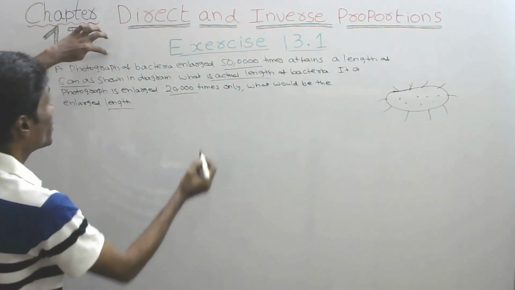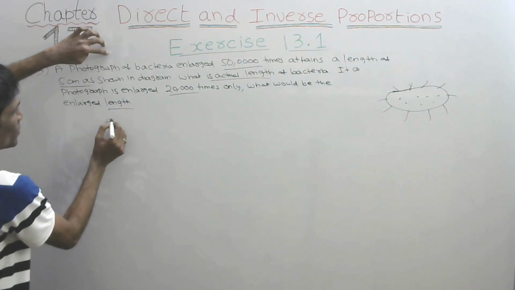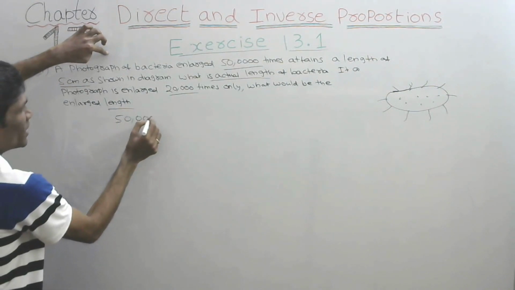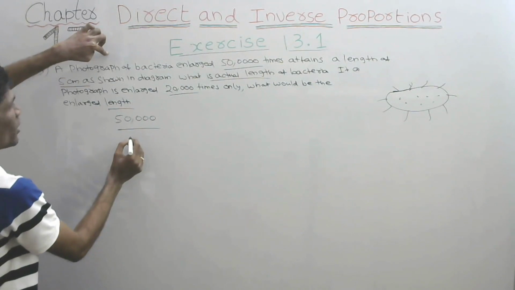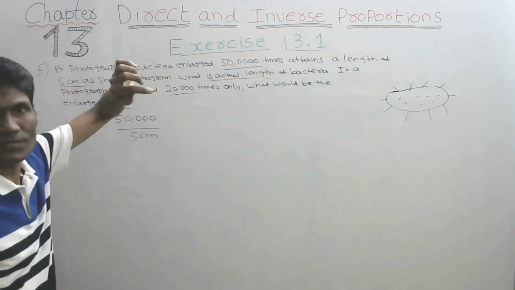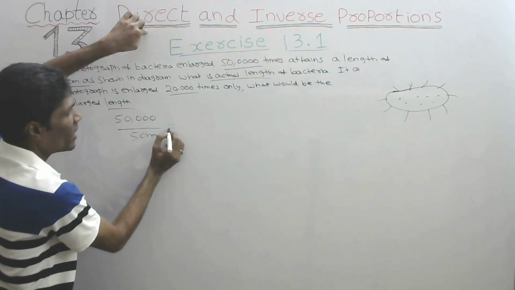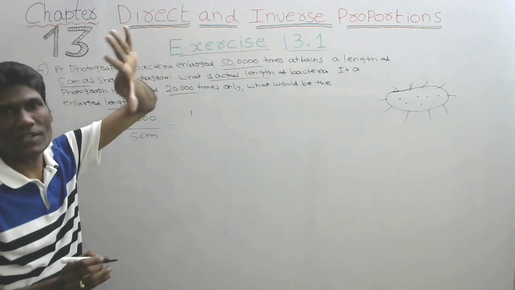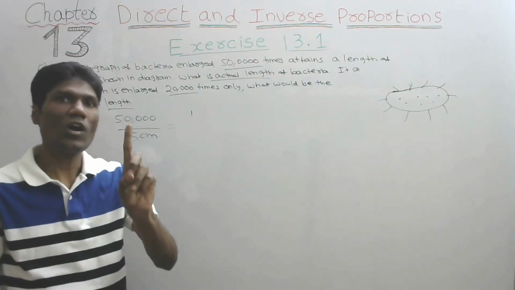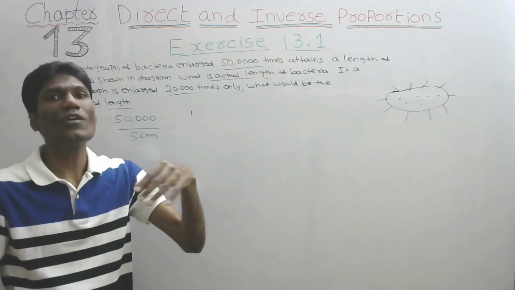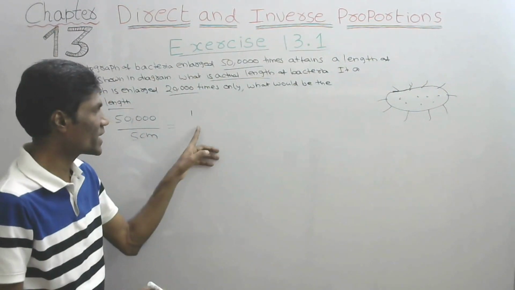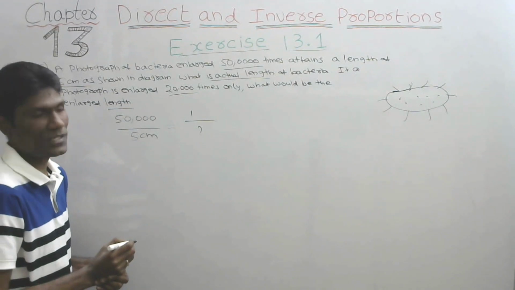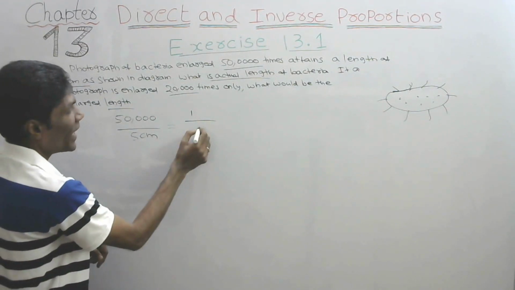So what he says, if it is enlarged 50,000 times, the length is 5 centimeters. If it is not enlarged, it is only one time, that is the original size. Original it will be of 1 unit. It is enlarged to 50,000 times. So original we will take as 1 time. Then what will be the length? That is the first question. We will take it as x.